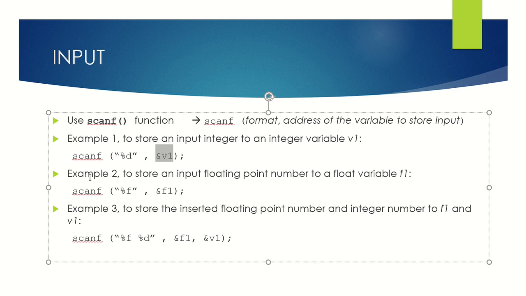Okay, sama juga kalau kita nak minta user masukkan floating point as an input. Okay, so dia akan simpan dalam f1 contohnya. So apa yang diperlukan adalah scanf. So this is the format. So kalau tadi adalah %d untuk integer, so untuk floating point number dia adalah %f. And then dia akan masukkan ke dalam address f1, variable f1. So basically dia akan simpan value ni di dalam variable f1 lah.